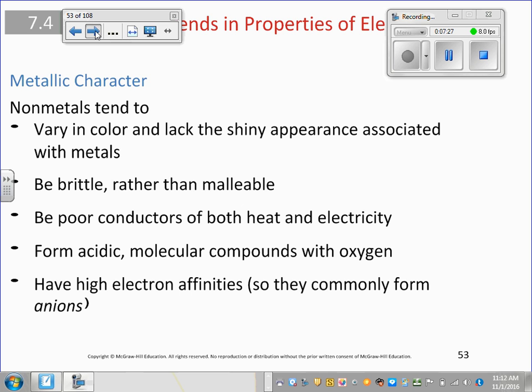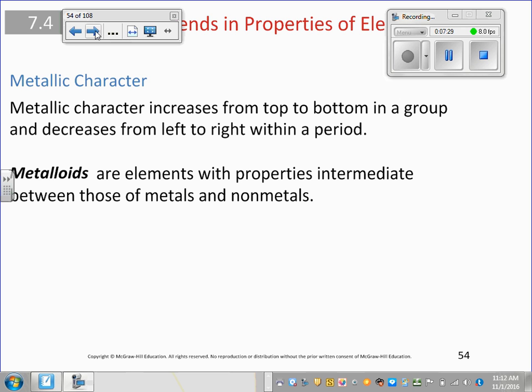So there's the metals and the nonmetals. Metalloids, somewhere in between. And metallic character increases from top to bottom in a group and decreases from left to right. So the most metallic character is the bottom left of the periodic table, down where cesium is.